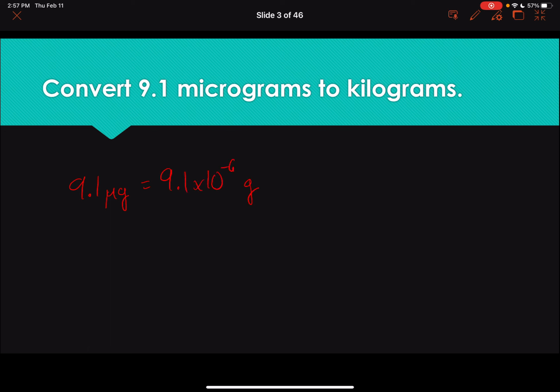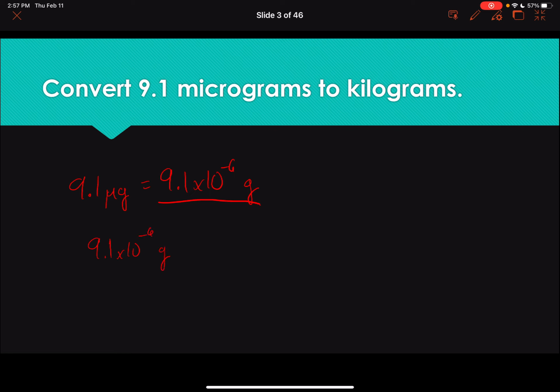How do I know that? Well, if you look on that sheet, it says micro is 10 to the negative 6. What that's referencing is the base. And so we can immediately convert micrograms to grams. That's the first step: convert everything to your base first. That's the easy step. Just use the sheet to see, by definition, what micro means. It means 10 to the power negative 6. So now that number is 9.1 times 10 to the negative 6 grams.